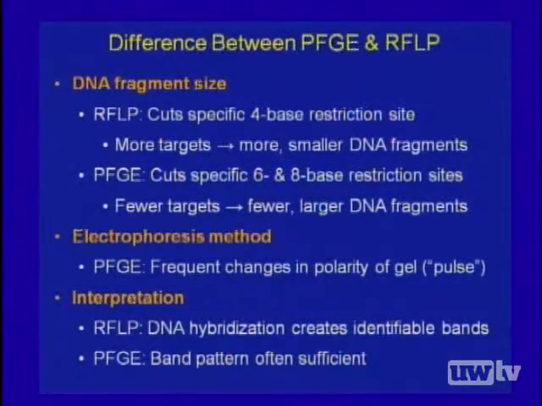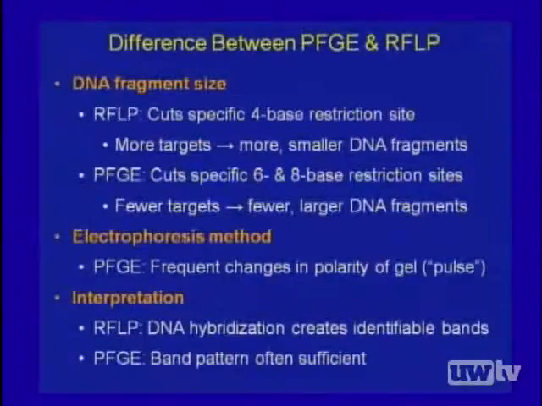And one of the big differences is in terms of the DNA fragments that result from the use of the restriction enzyme. In RFLPs, they usually find a motif of 4 bases, and that's where the restriction cut occurs. Because it is only 4 bases, there are a lot more targets in that nucleic acid strand, and you're going to get a lot more cuts. The more cuts you get, the more smaller DNA fragments you get. PFGE generally uses restriction enzymes that look for a motif that is 6 to 8 bases long. As a result, there are fewer targets in a genome, and you get fewer larger DNA fragments. That's probably the most important difference between the two.